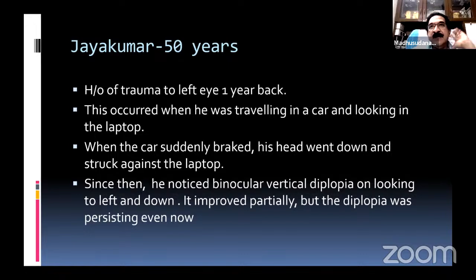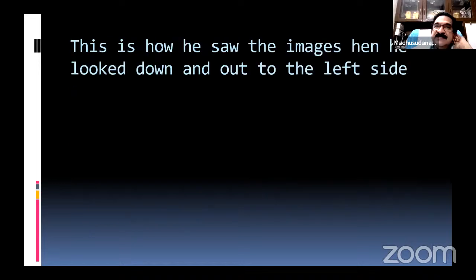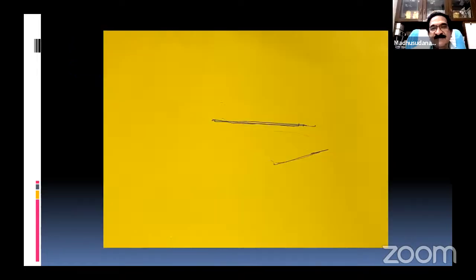So he had a head trauma on the left side, that's according to him, followed by vertical diplopia, which is more on looking down onto the left side. And this is how he saw the images when shown a line on the left side. One line is straight, the other line is tilted and tapering towards the right side. So from this history and findings, which muscle is likely to be affected? Right superior oblique. Very good.